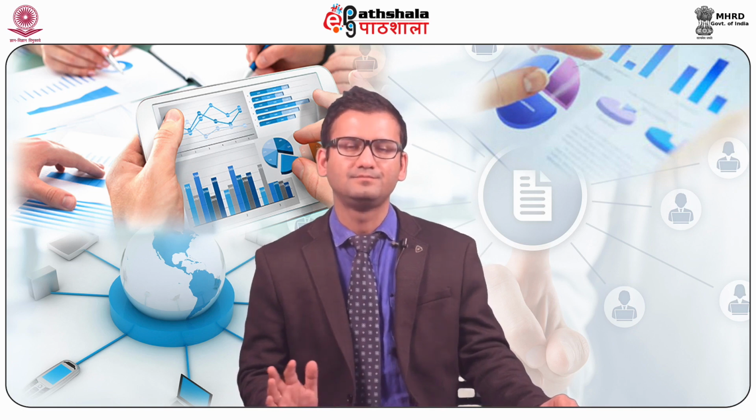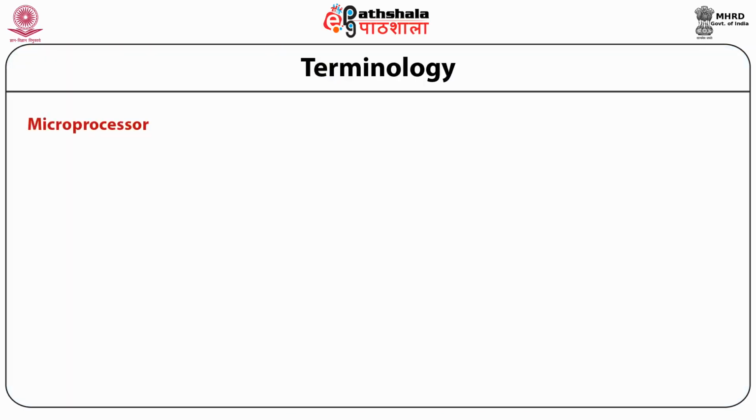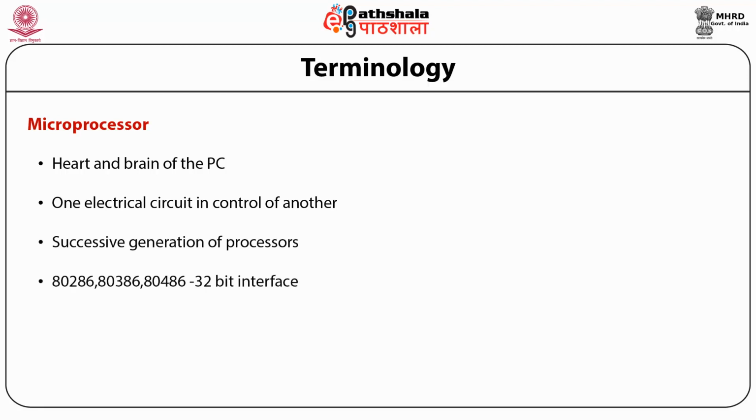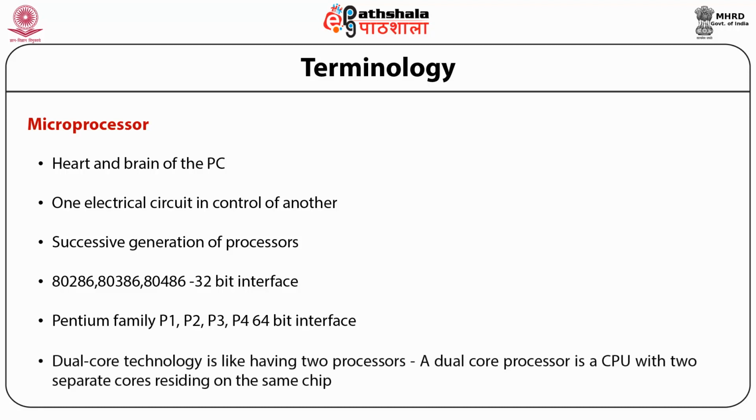Microprocessor. The microprocessor is the heart and brain of the PC, one electronic circuit in control of others. We have witnessed successive generations of processors, including the 80286, followed by the 80386, followed by the 80486, which are 32-bit interface. We have also witnessed the Pentium family, P1, P2, P3, P4, 64-bit interface, and dual-core technology in recent trends, which is like having two processors.